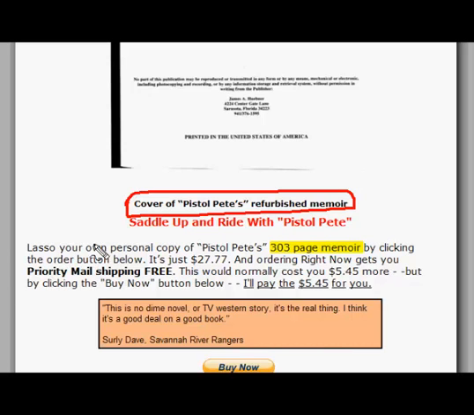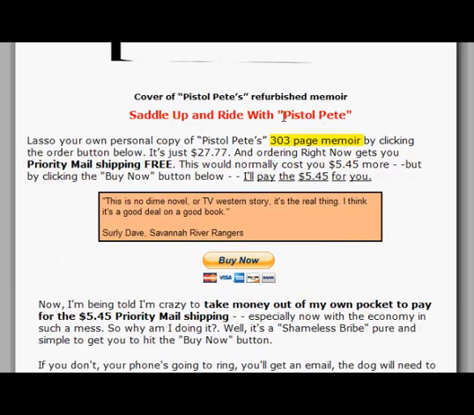Saddle up and ride with Pistol Pete. Lasso your own personal copy of Pistol Pete's 300-page memoir by clicking the order button below. It's just $27.77, and ordering right now gets you priority mail.